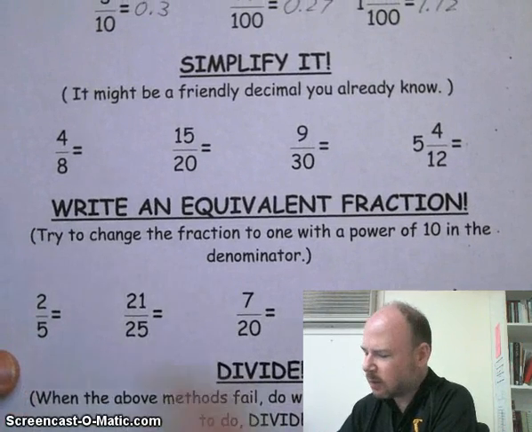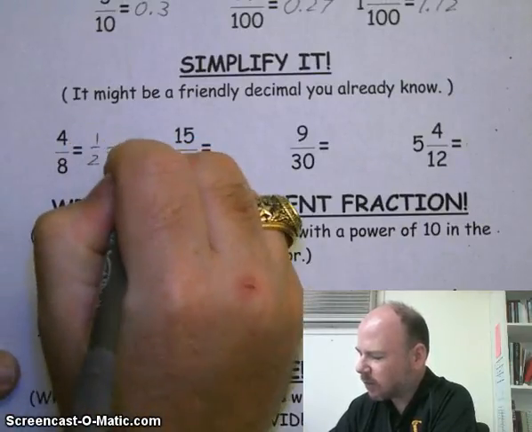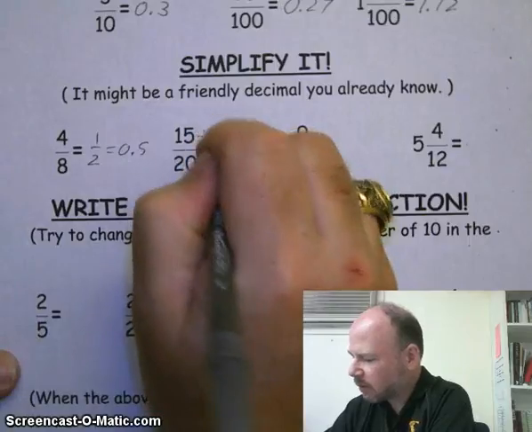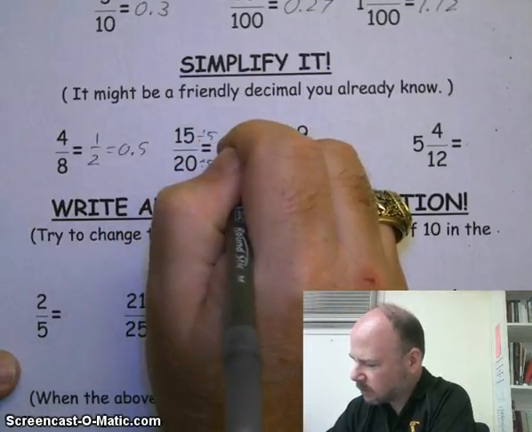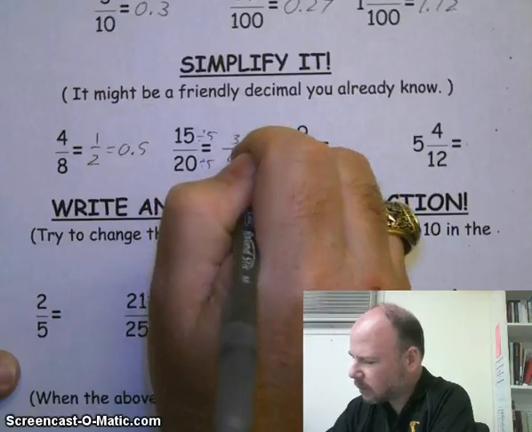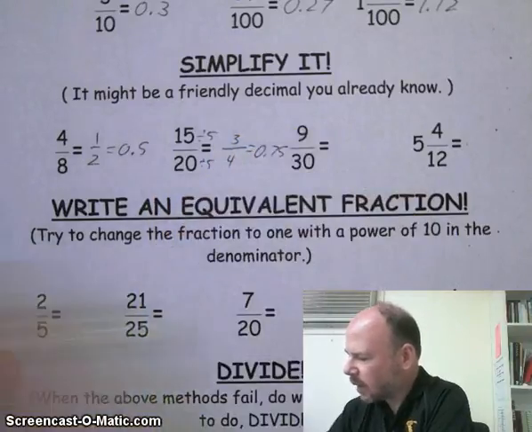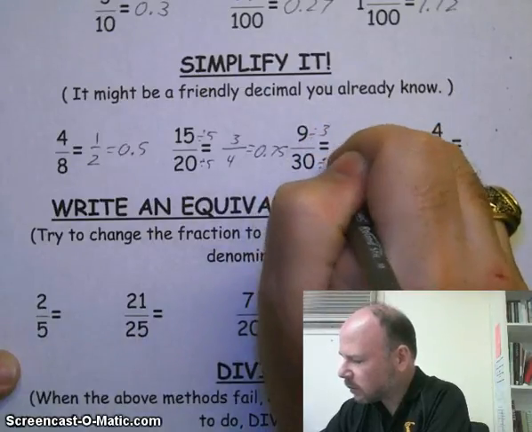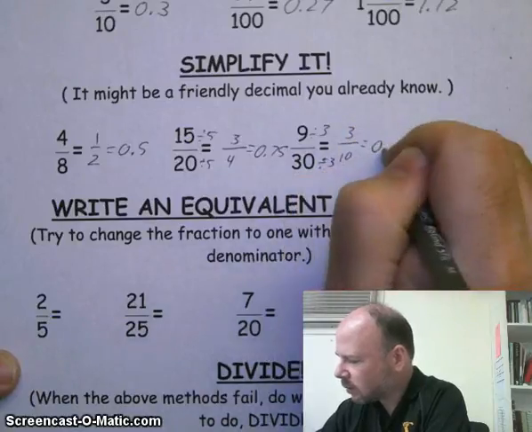4/8 simplifies to 1/2, which we know is 5/10. 15/20, divide both by 5. They're both divisible by 5. We get 3/4, which we should know is 75/100. 9/30, divide them both by 3. And we get 3/10, which is 3/10.